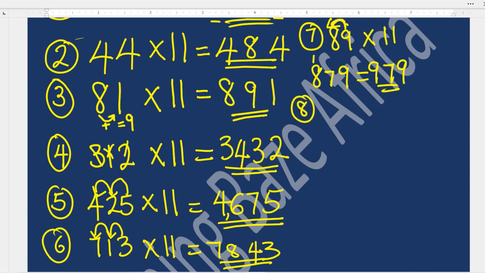Fantastic, right? You should be able to tell the answer without writing, without doing the calculation. What I'm doing is just to show you how you do it in your head. It's not meant for you to use your pen to calculate, all right? The students at Learning Based Africa know that. I'm only showing you on the screen to be able to know how to do it in your head.